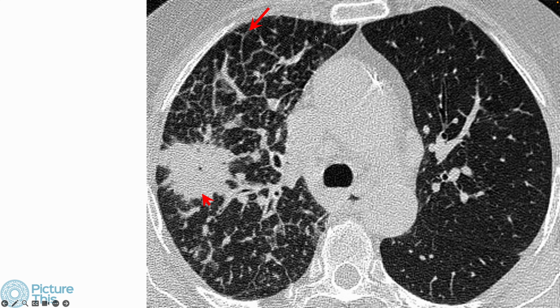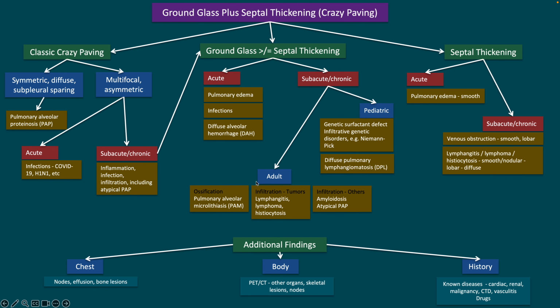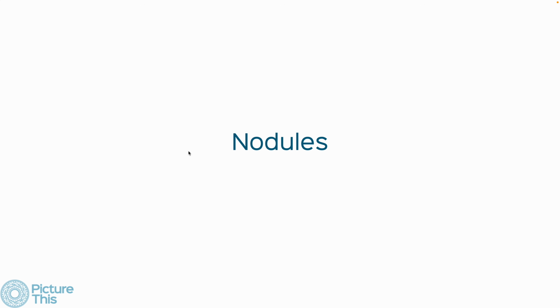Septal thickening, normal intervening lung, some nodularity only in the right lung in the presence of a lung mass. This is lymphangitis. I did this earlier, and I put it up at ctchestreview.com, where I created a flow chart of ground glass and septal thickening, where you have only septal thickening, classic crazy paving, and ground glass and septal thickening, and then depending upon whether it's acute, chronic, or additional findings, you can try and come to a diagnosis. If you want to do a deeper dive into this, you can check out this post.